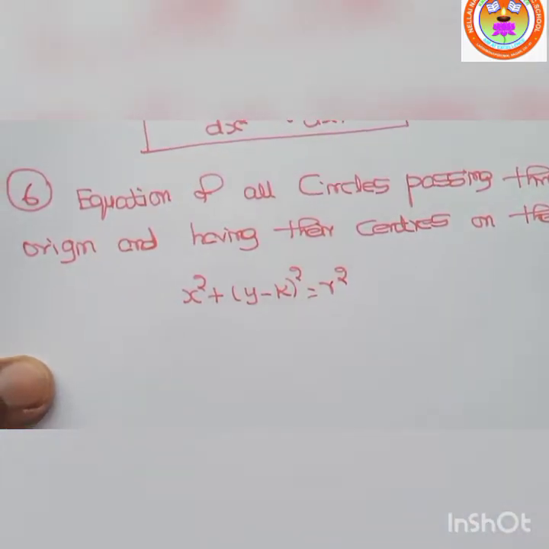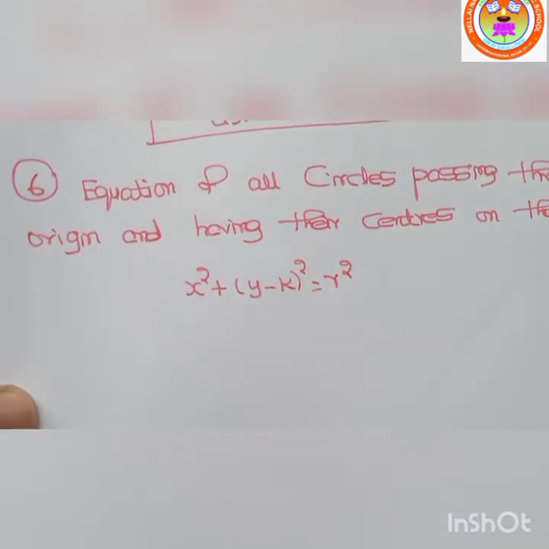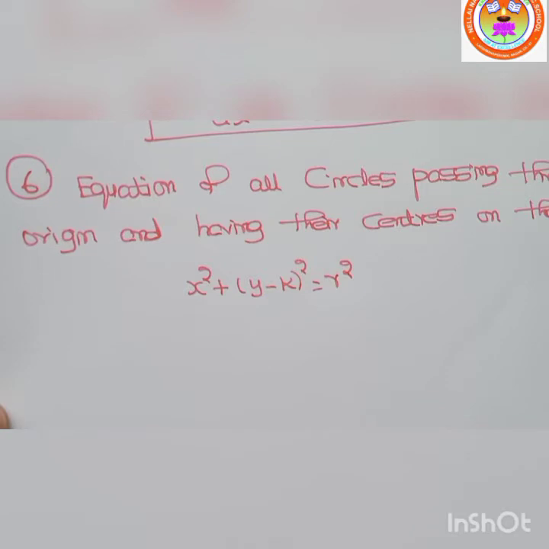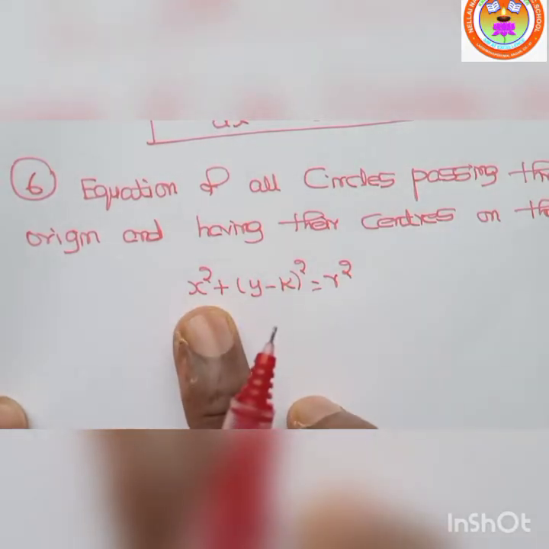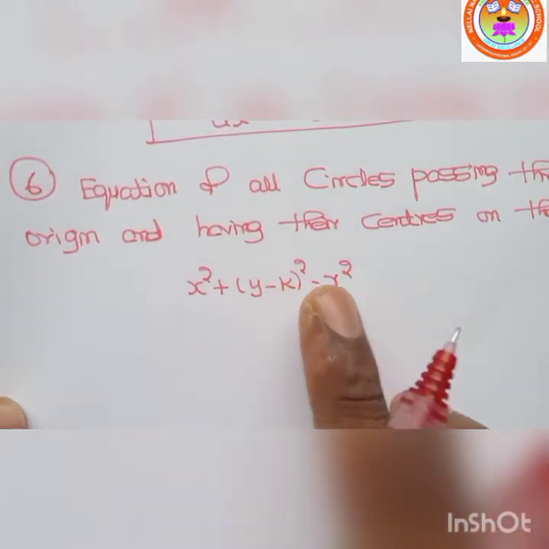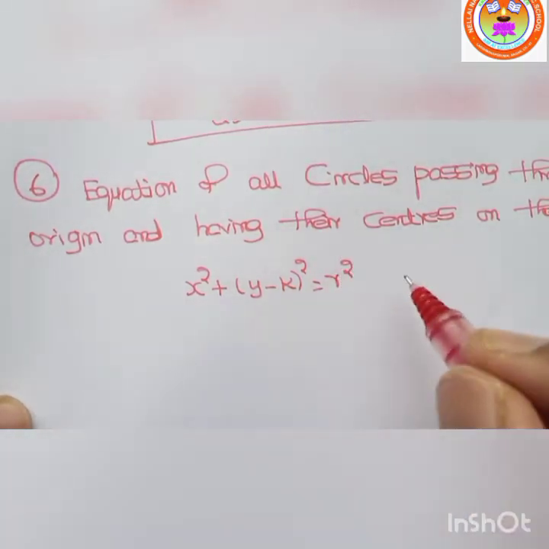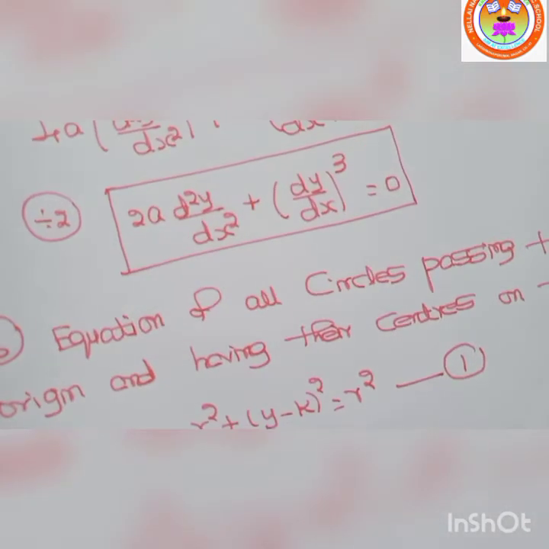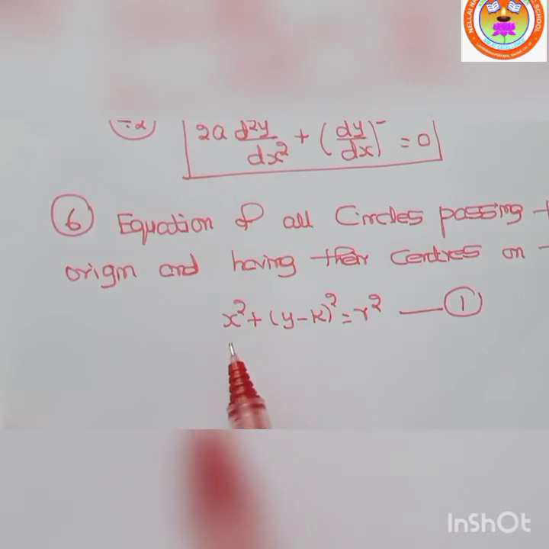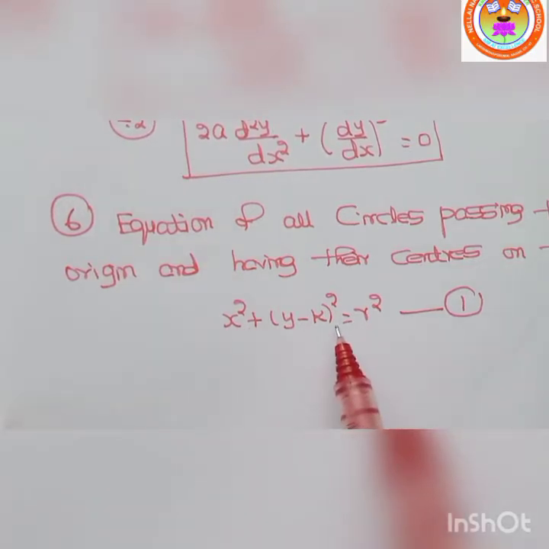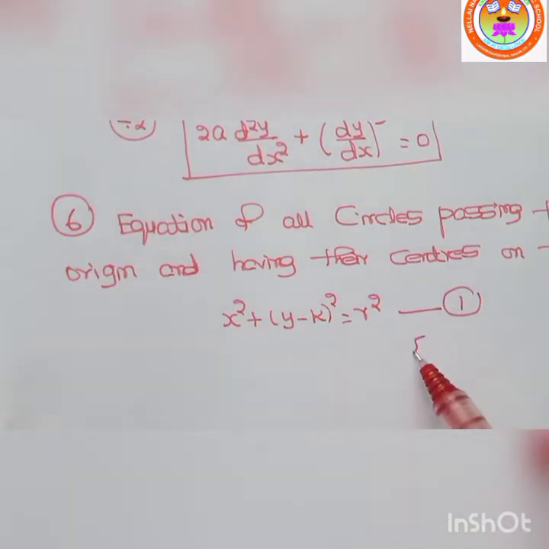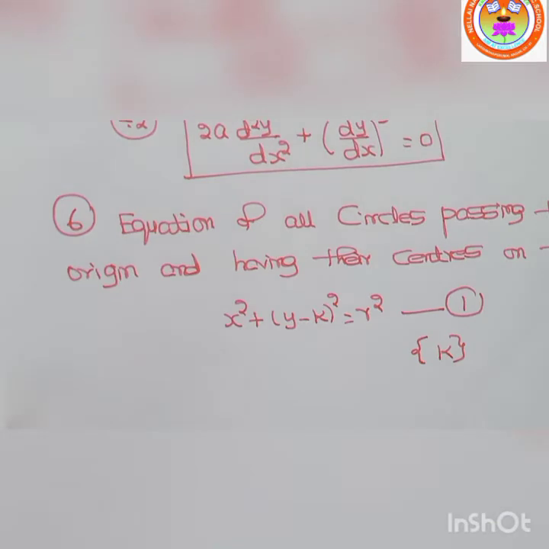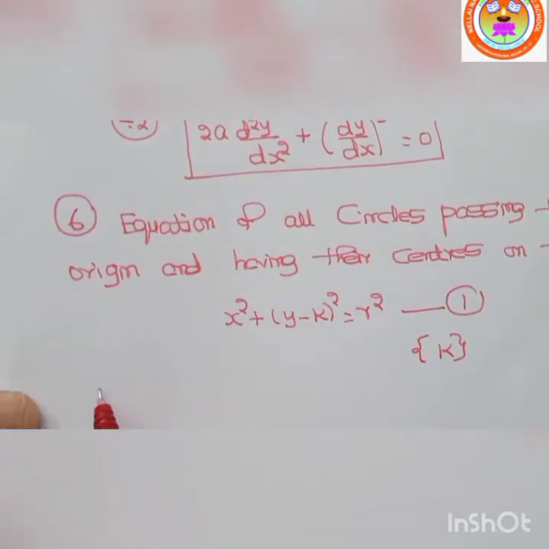This is the formula. So the equation of all circles passing through the origin and having their center on the y-axis is x square plus (y minus k) the whole square equal to r square. Take this as equation number 1. Only one arbitrary constant is given, k, so we differentiate only one time.